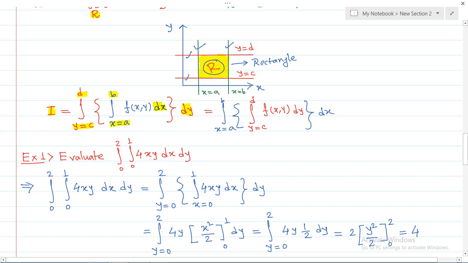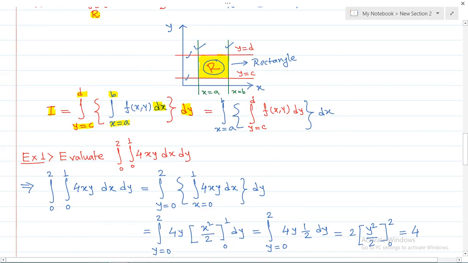So if we have the double integration dx dy, with respect to one variable first of all we have to perform the integration. At that time we have to keep the other variable fixed. We will not do the integration with respect to the other variable. While doing the integration with respect to one variable, the rest of the variables and terms will be considered as constant inside the integration.